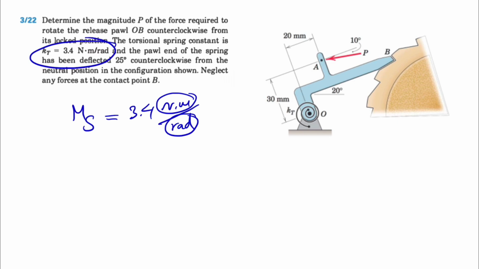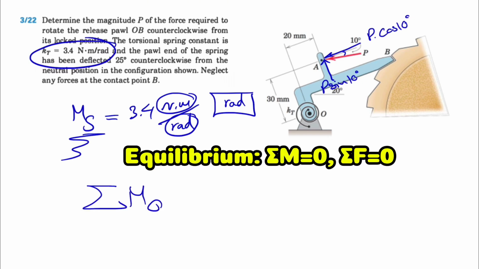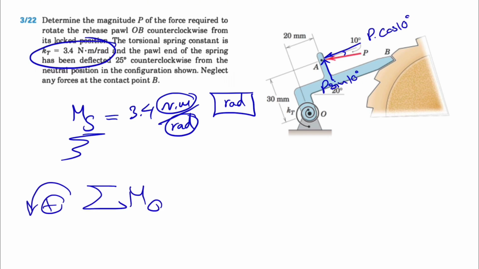So we have the force P, which we can resolve into two components. We know this angle here is 10 degrees, so this one will be P cosine of 10 degrees, and the other one will be P sine of 10 degrees. Here we have to find the deflection in radians in order to find the moment of the spring. Since we are in equilibrium, we're going to take the moment about O, counterclockwise positive.